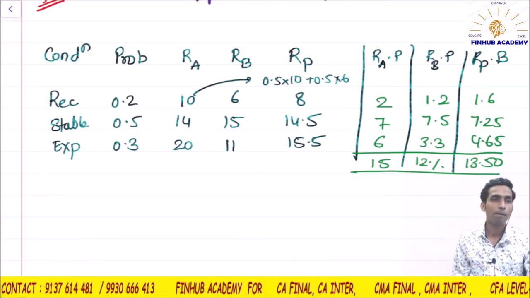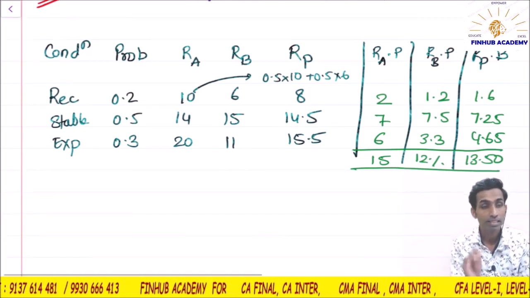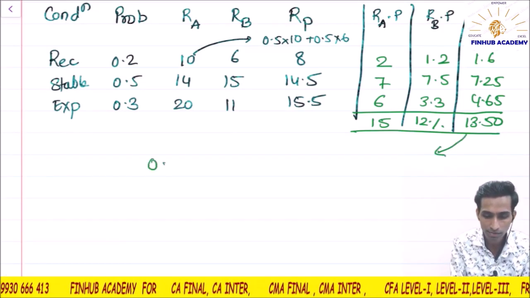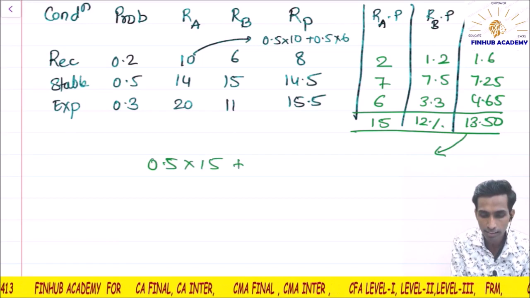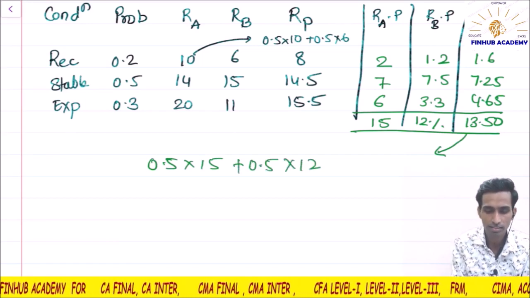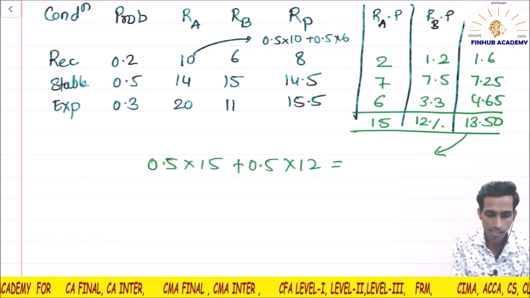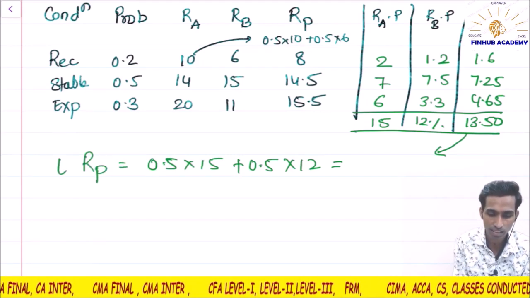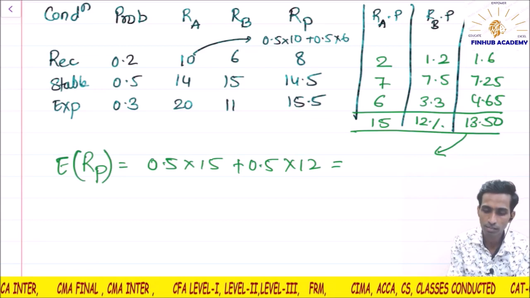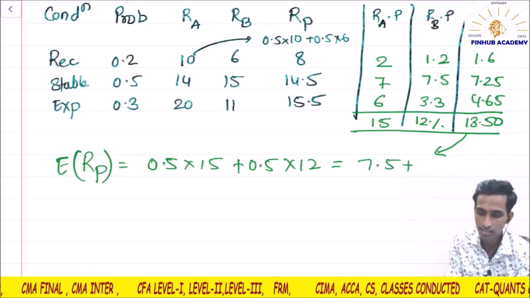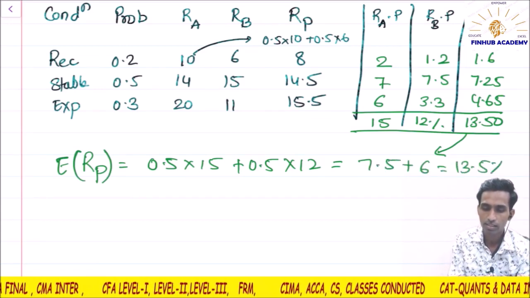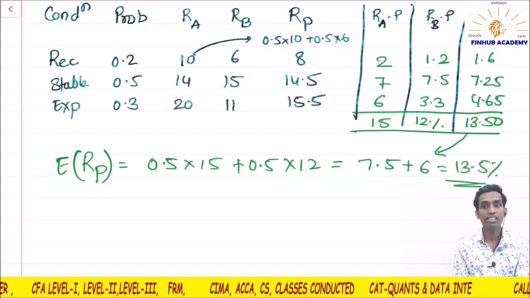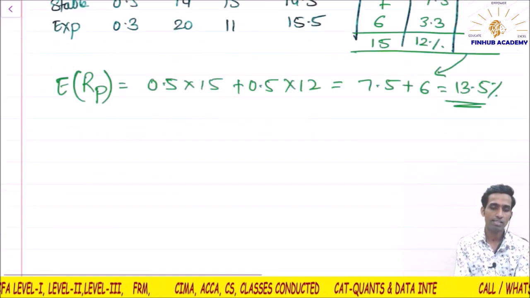Correct, no? See, listen. This can also be done. Hence this 13.5 can also be done: 0.5 into 15 plus 0.5 into 12. Weighted average, no? Yes, RP. The answer is what? Expected return on portfolio is what? Same now. 7.5 plus 6 is 13.5%. Understood? Weighted average. But standard deviation can't be done like this.